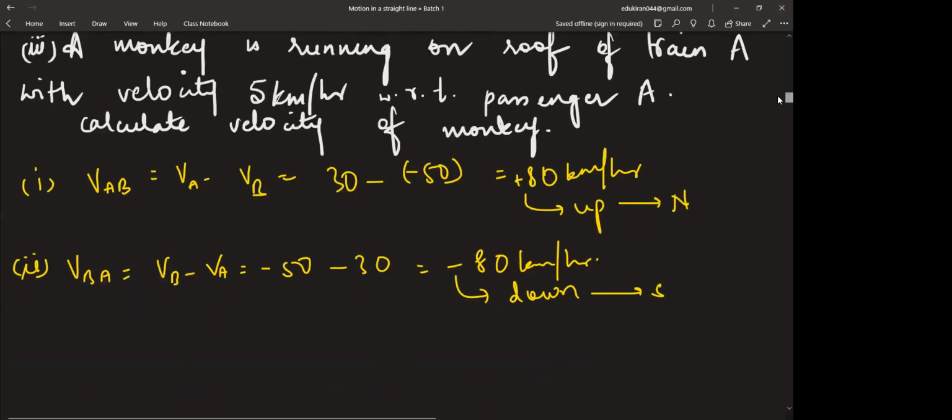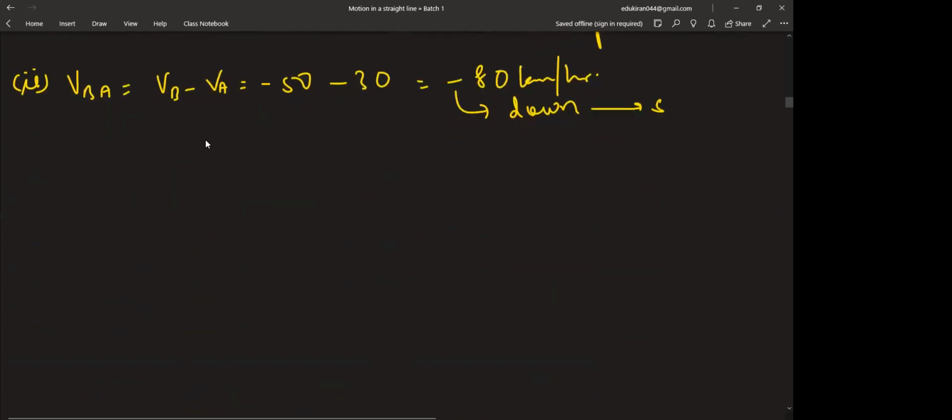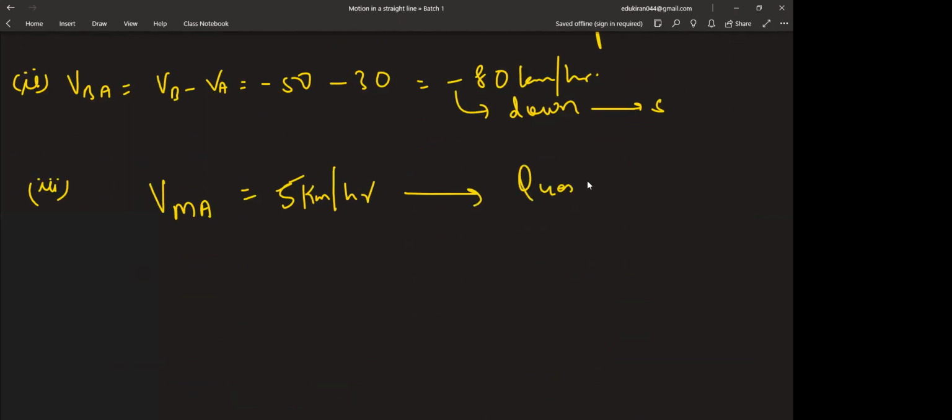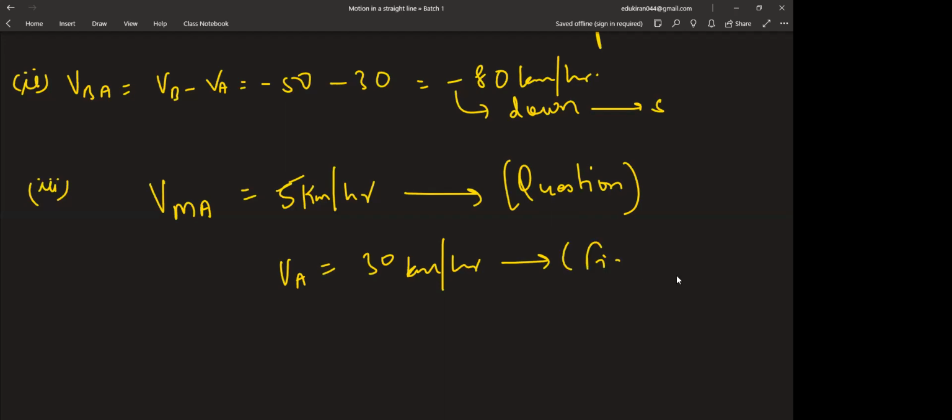The third part says that a monkey is running on the roof of train A with velocity 5 km per hour with respect to passenger A. And we have to calculate the velocity of the monkey. So the velocity of the monkey with respect to A is given as 5 kilometers per hour. Why? Because this is given in the question already. This is not something we are writing. And VA is 30 kilometer per hour. How do we know? It is given already in our question, in the figure.